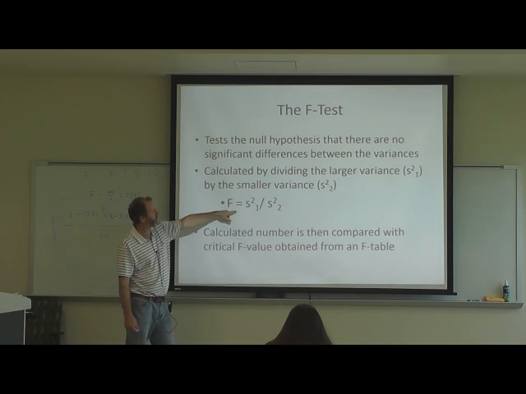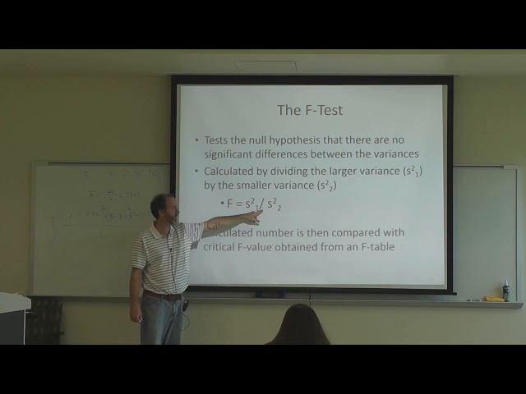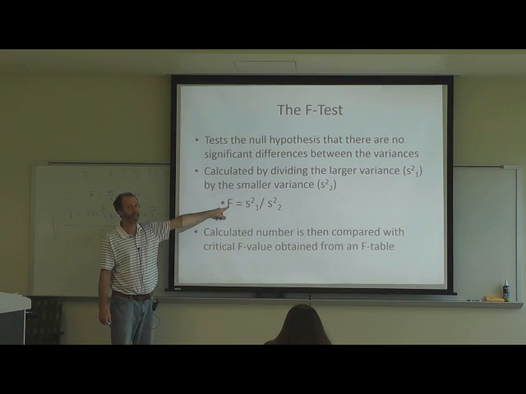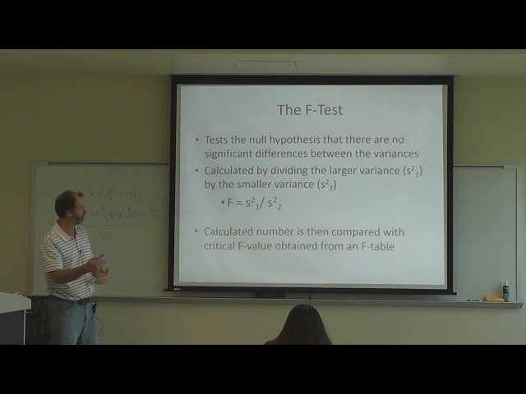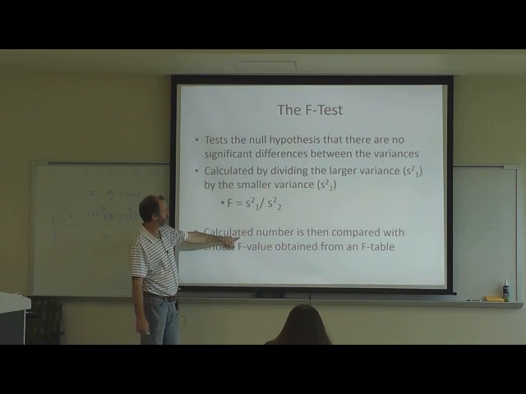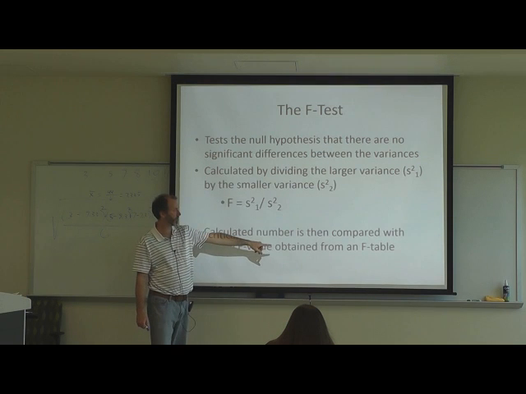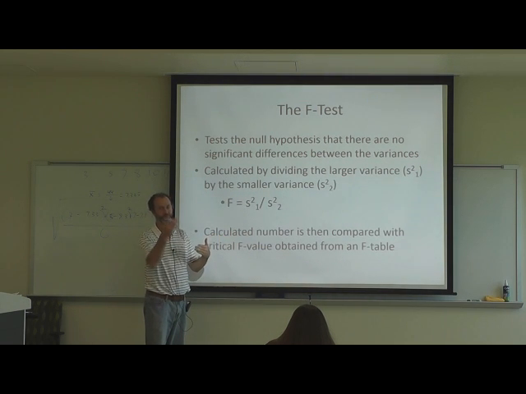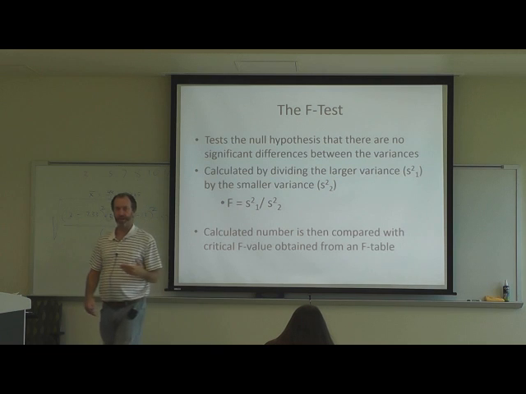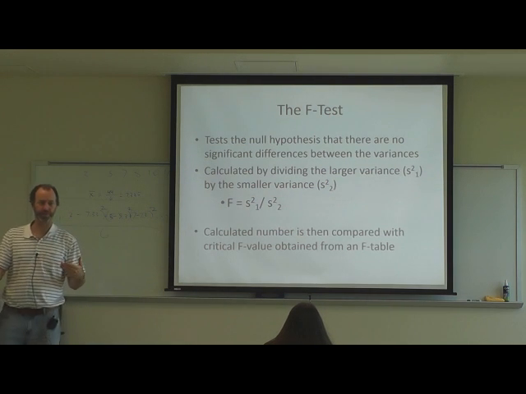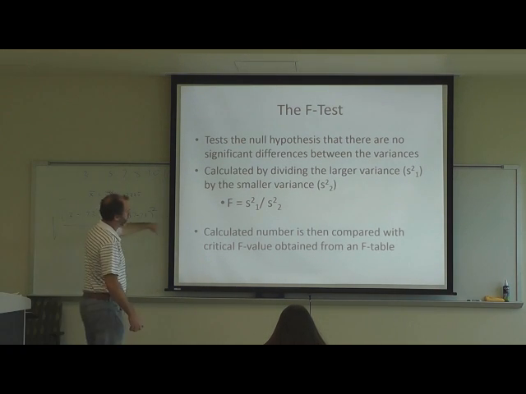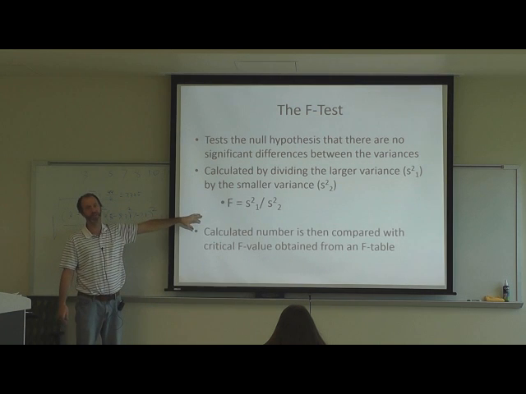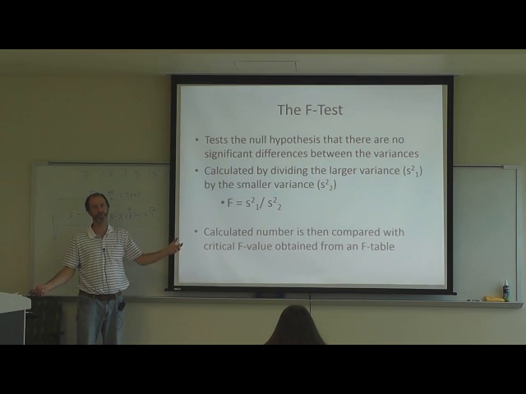And for the F test, you take the larger variance, divide it by the smaller variance, and that gives you your F statistic. And then you look up on an F table, and based on your degrees of freedom and the p-value that you've selected, you can determine whether the variances are different. And this is important to do before you do a t-test, because the t-test assumes that the variances are equal. Okay?